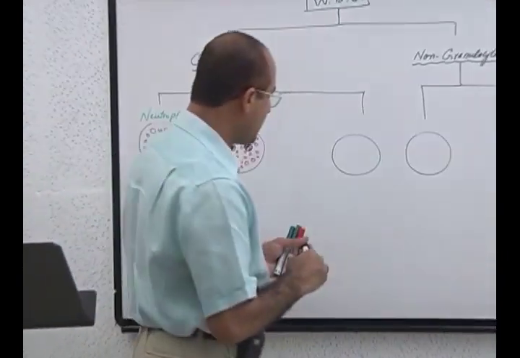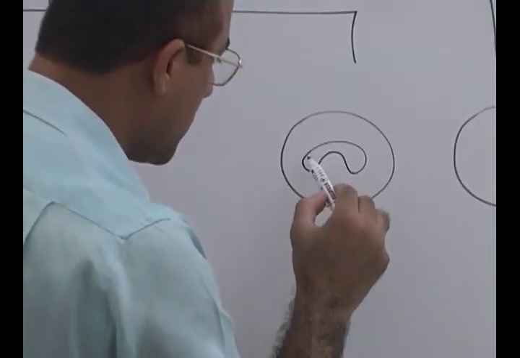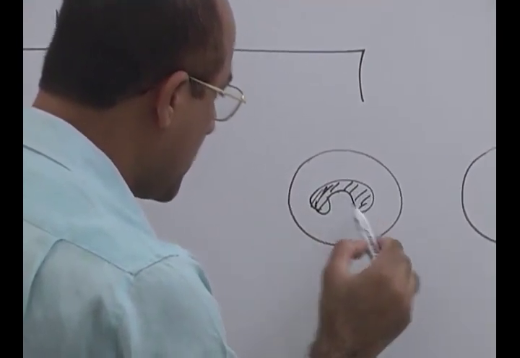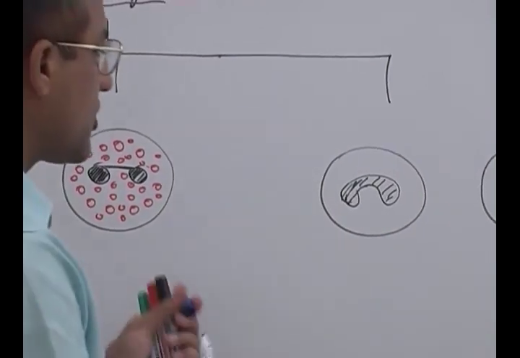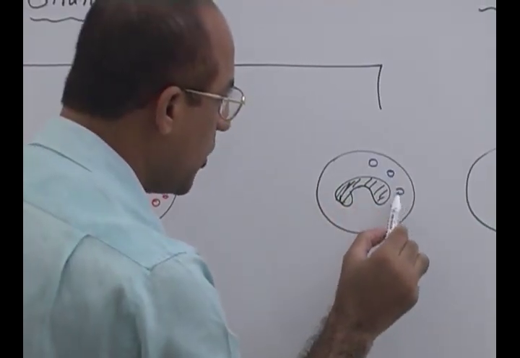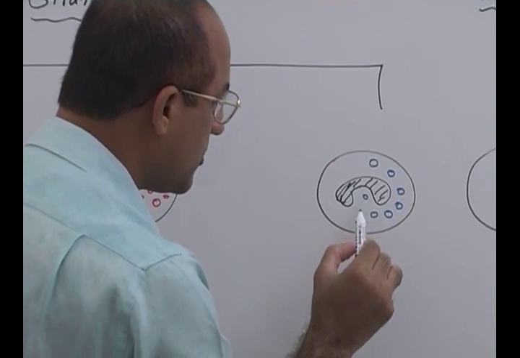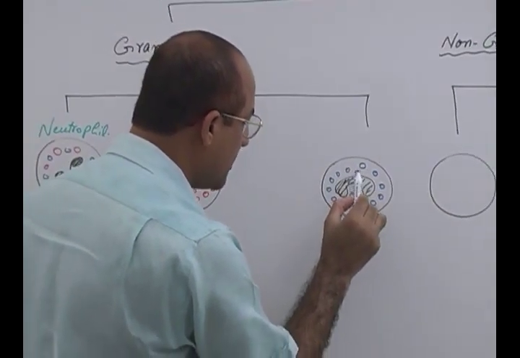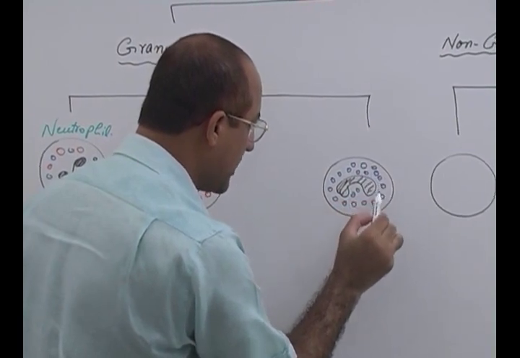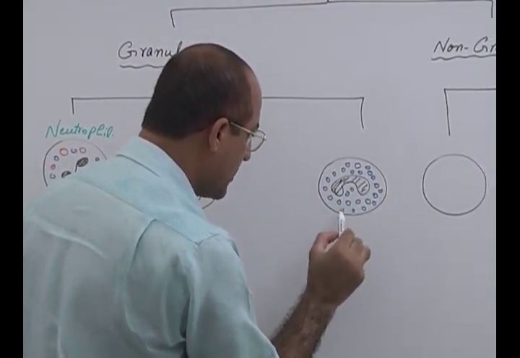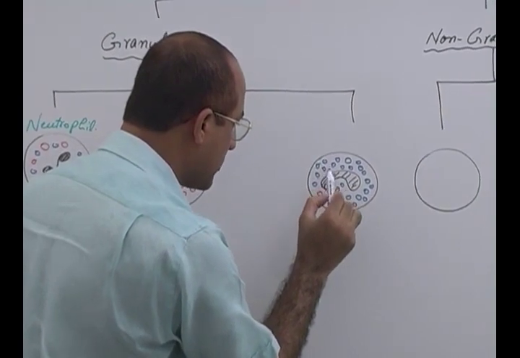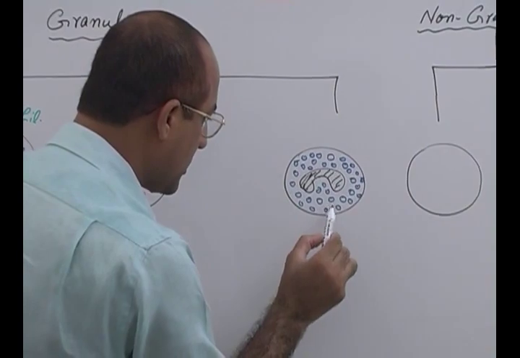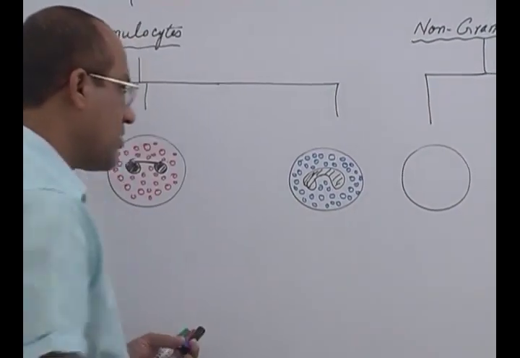Then there are basophils. Their nucleus is also somewhat bilobed, right? But the granules stain blue. Blue for basophils, for basic dyes. So these have blue granules. The specific granules take the blue stain, or basic dyes, easily.